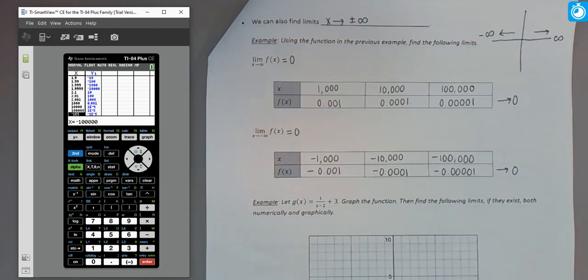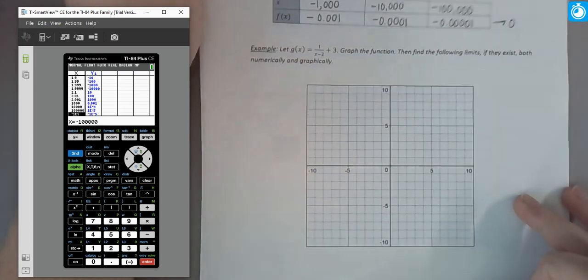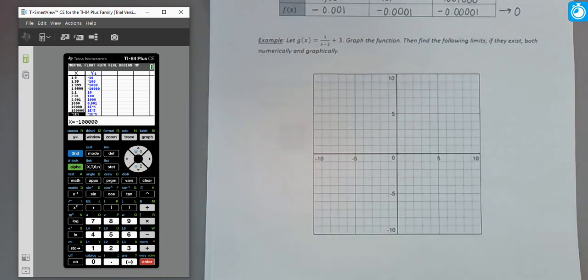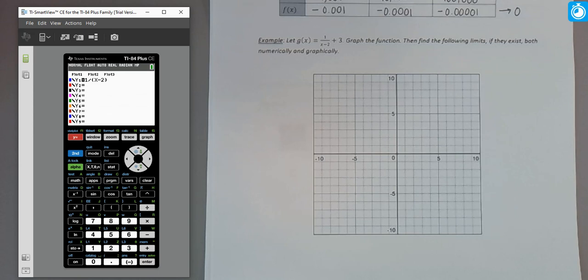So let's do one final example, just to put some things together. So something similar to the function we just had. Our next function is 1 over x minus 2, quantity, plus 3. And again, we want a graph, and then we're going to find some limits if they exist numerically, and then we'll verify it based on our graph. So let's input that function, see what we get. So 1 over x plus 2, let's clear that out. We want parentheses around all of that because we're going to add 3 to all of that.